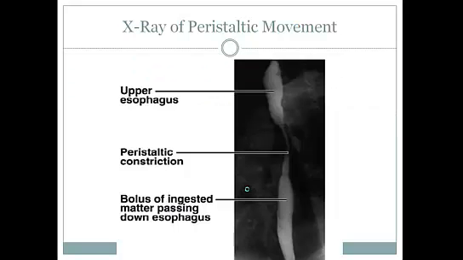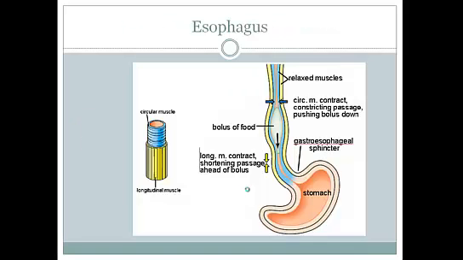Here is an x-ray of the peristaltic movement of the bolus of food down the esophagus. Muscles are used to push it downwards into your stomach. The esophagus pushes the bolus of food towards the stomach, and at the bottom of the esophagus we have the esophageal sphincter before it enters the stomach.